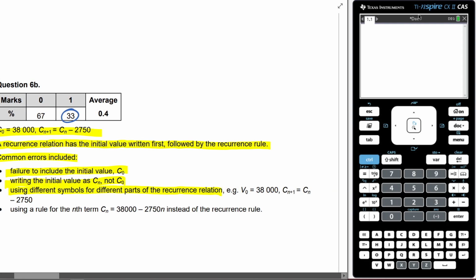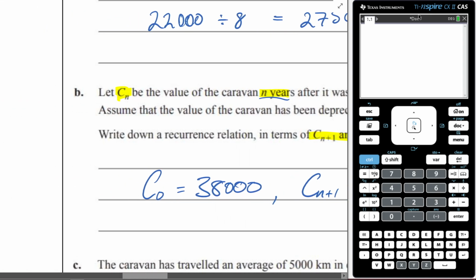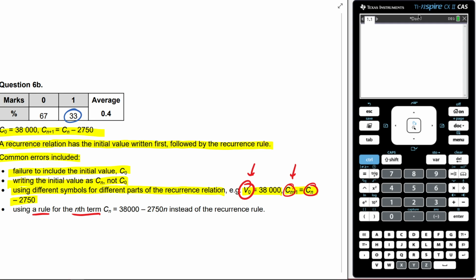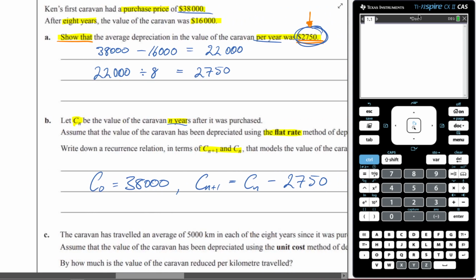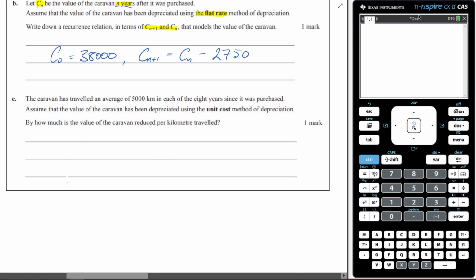So for instance, that's correct. C of n is equal to... Using different symbols for different parts. What does that mean? Oh, I can see what they did wrong. I actually do this all the time. See how they went V of 0, then C of n, they used a V and then they used a C. Did I do that? No, I use C's, but sometimes I do that. That's a common error. Using a rule for the nth term. Oh, they're using a rule. We haven't seen that yet. We will see it, but it didn't want a rule. We'll talk more about that later when we come across rules. All right, that is how you do B. So just be careful with it. Don't make any silly mistakes. Let's just go on to the next one here.